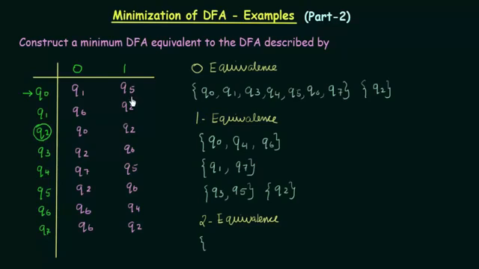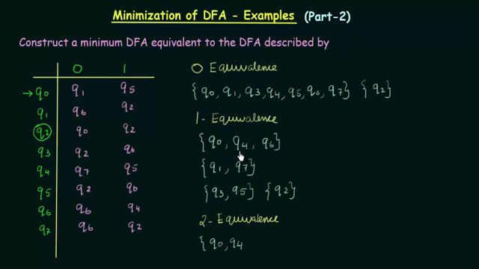They go to Q5 and Q5, same states, so it is fine. So we can say Q0 and Q4 are two equivalent to each other. Q0 and Q4 are two equivalent. Now let me check for Q6. Is it still two equivalent to Q4 and Q0?